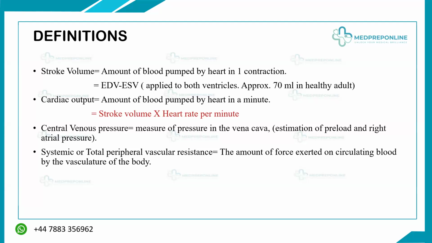Now, the systemic or the total peripheral vascular resistance is the amount of force which is exerted on the circulating blood by the vasculature of the body, which is the arterial system of the body that exerts a certain amount of pressure onto the flowing blood. So this is the pressure against which the blood has to be pumped, right?